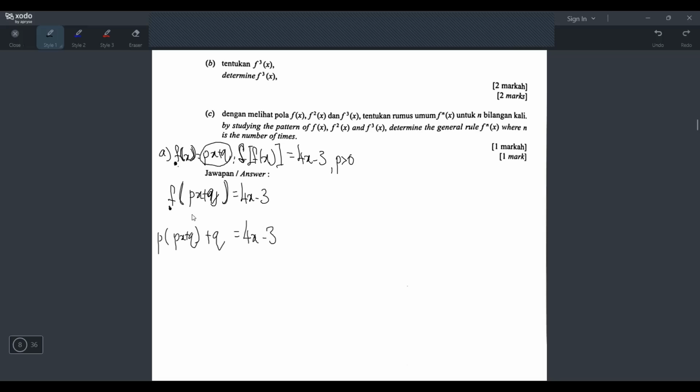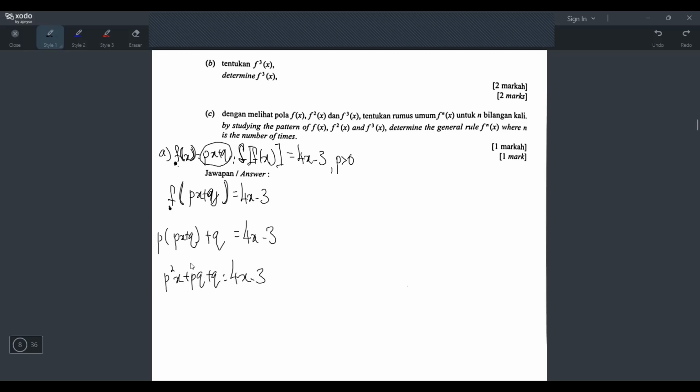And now what you have to do is expand and then compare. Expand and then compare. That's how you do it, right? So p times p will be p squared x, p times q will be pq, and then plus q equals 4x minus 3. And up to here you don't move things across, because if you do, it doesn't help you, because this equation has three unknowns: p, q, and x. So if you move things, it doesn't help you. What you should do now is to compare. So if you look at the right side, there is an x and another number. On the left side also there is an x and another number. So it means we can compare.